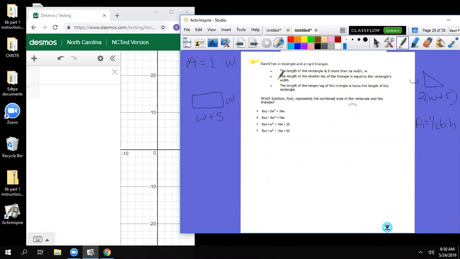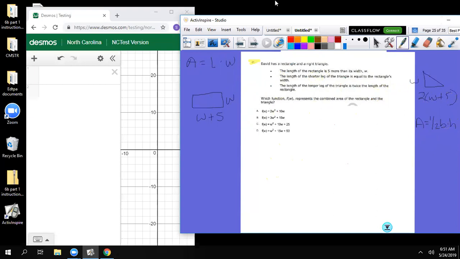Then according to the next set of statements, the length of the shorter leg of the triangle is equal to the rectangle's width. Well, what was the rectangle's width? W, so here it is, W. And the length of the longer leg of the triangle is twice the length of the rectangle. Well, what was the length of the rectangle? W plus 5. So twice that would be 2 times W plus 5. And I know that the formula for the area of a right triangle, or any triangle, is 1/2 base times the height. So then I just need to figure out what the area of each is.